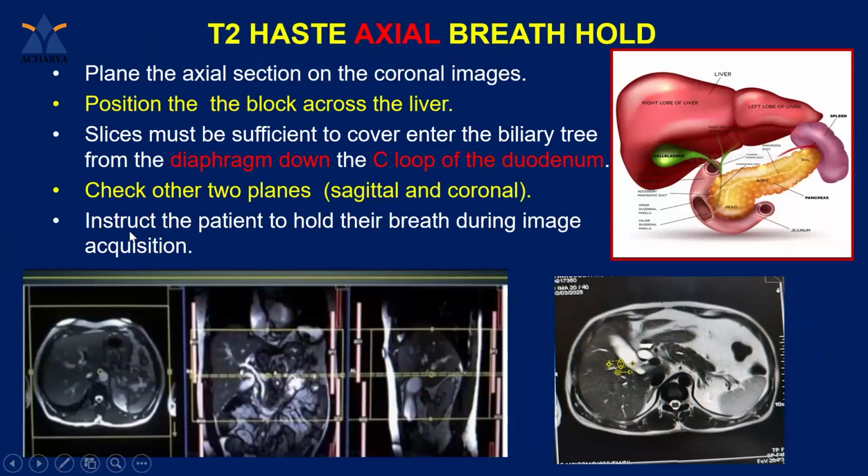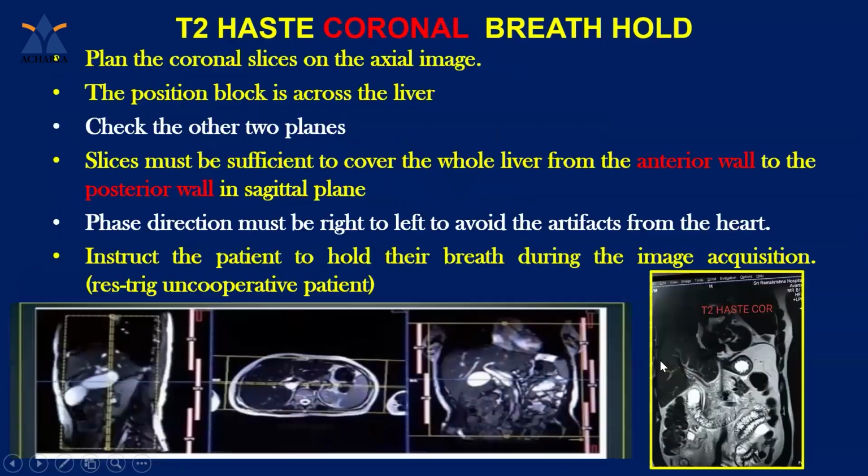Before that, you have to instruct the patient to hold their breath during the image acquisition. After that, you will get this image quality in axials. Now let's go to the coronal section. For the coronal section, plan the coronal slices on the axial images. The block is positioned across the liver, check the other two planes, and the slices must cover the whole liver from the anterior wall to the posterior wall in the sagittal or axial plane.